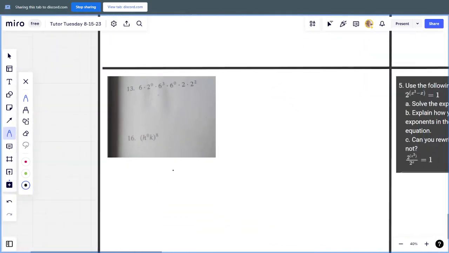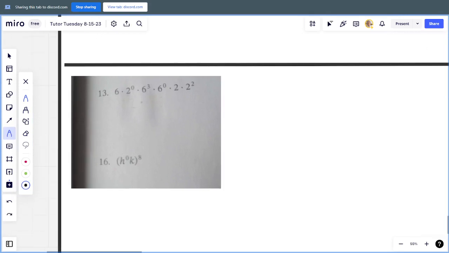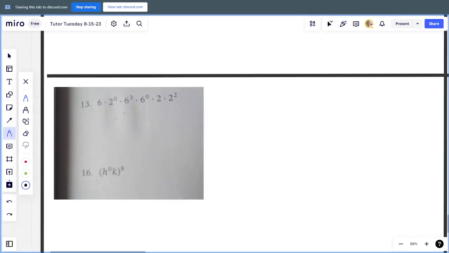Let me actually go into some of the community problems here real quick. I saw one submitted earlier that was some algebra that we can do as a quick little exercise. This one looks like we're just evaluating exponents, right? So 6 times 2 to the 0 is just 1. 6 cubed is 216. 6 to the 0 is 1 times 2, and then 2 squared is 4.